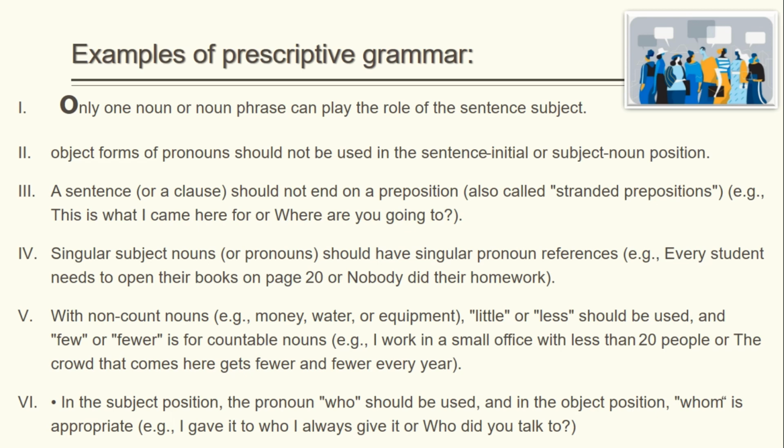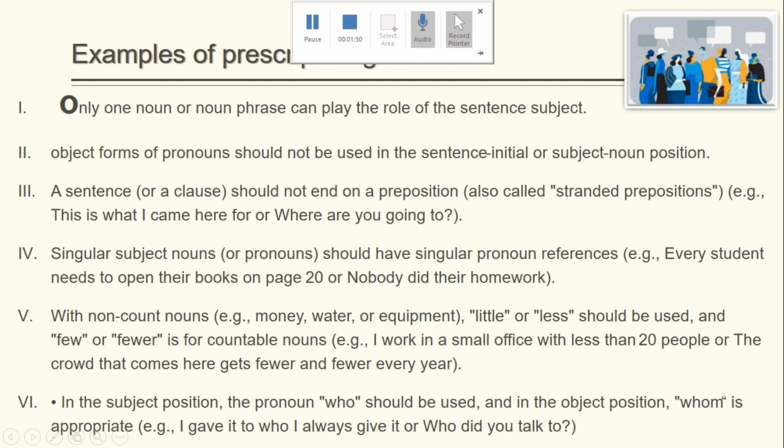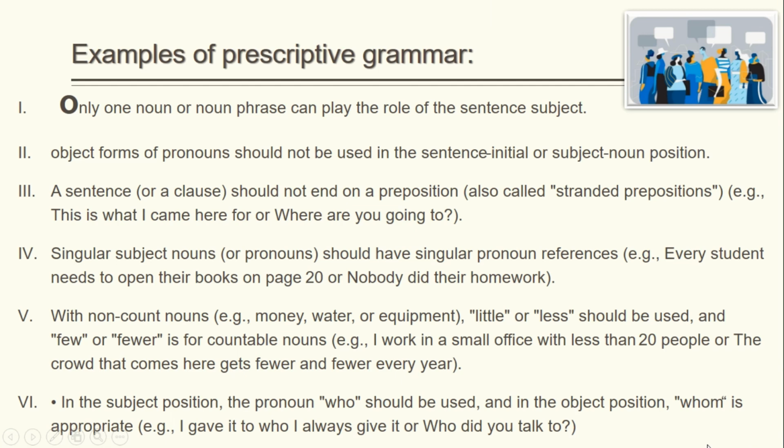In the subject position, the pronoun who should be used, and in the object position, whom is appropriate. Example, I gave it to who I always give it, or who did you talk to? With non-count nouns, example, money, water, or equipment, little or less should be used, and few or fewer is for countable nouns. Example, I work in a small office with less than 20 people, or the crowd that comes here gets fewer and fewer every year.